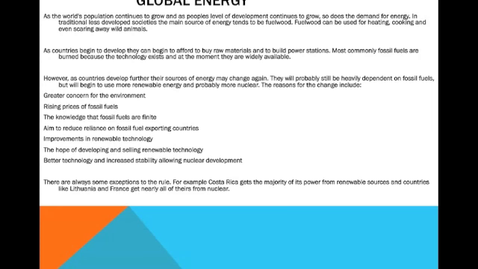Also, they want to have improvements in renewable technology. And, well, these already exist. And also, they have hope of developing and selling renewable technology. And also, better technology and increased stability allows nuclear development. Because it's more safe now to have a nuclear power station than it would have been a few years ago. But there are always some exceptions to the rule. For instance, Costa Rica gets the majority of its power from renewable sources, and countries like Lithuania and France get nearly all of theirs from nuclear.